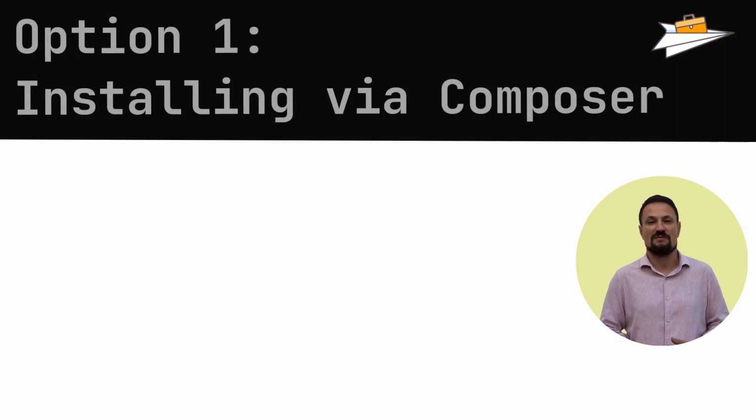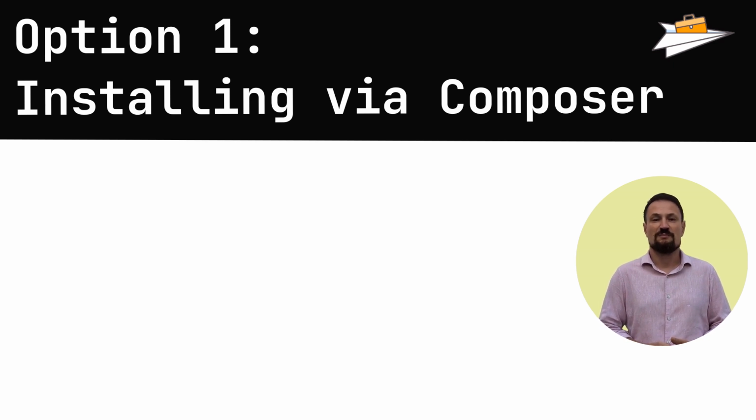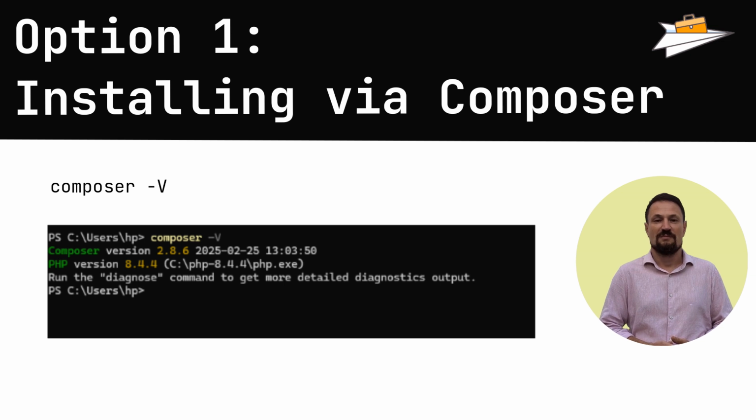Composer is PHP's official dependency manager. If you don't already have it, head over to getcomposer.org and download it. It works on Windows, Linux, and Mac OS. I'll be using a Windows system in this tutorial, but don't worry. The steps are basically the same no matter what OS you're on. Once you've installed Composer, let's verify everything's working. Open your terminal and run this command. You should see something like this on your screen. That means Composer is good to go.